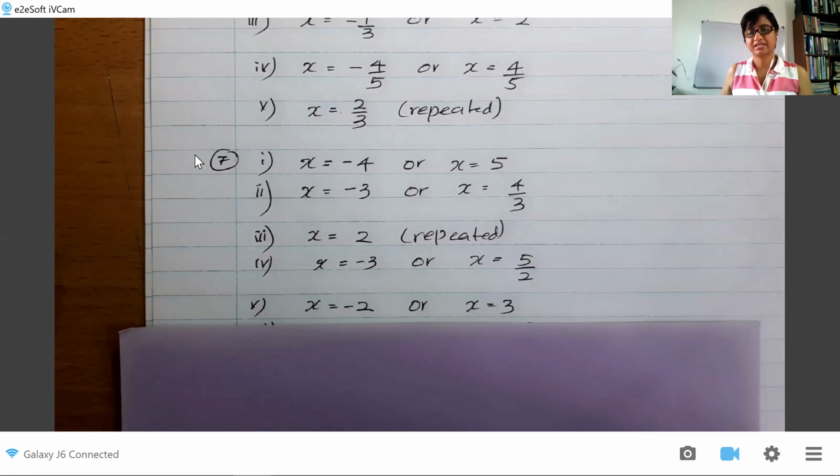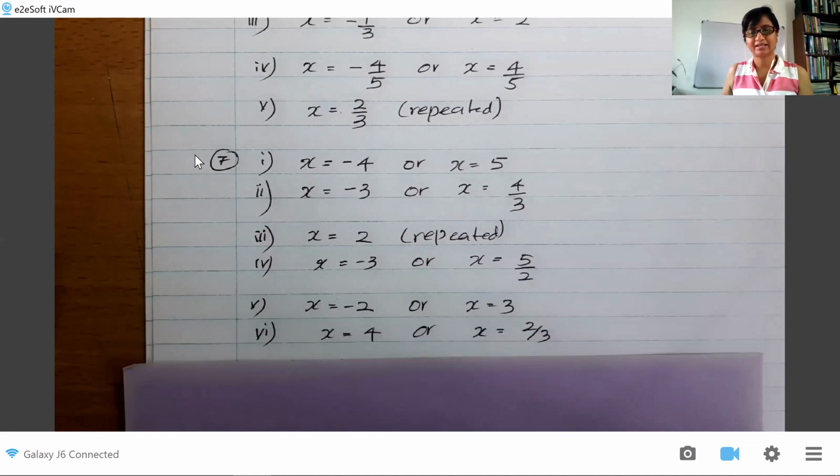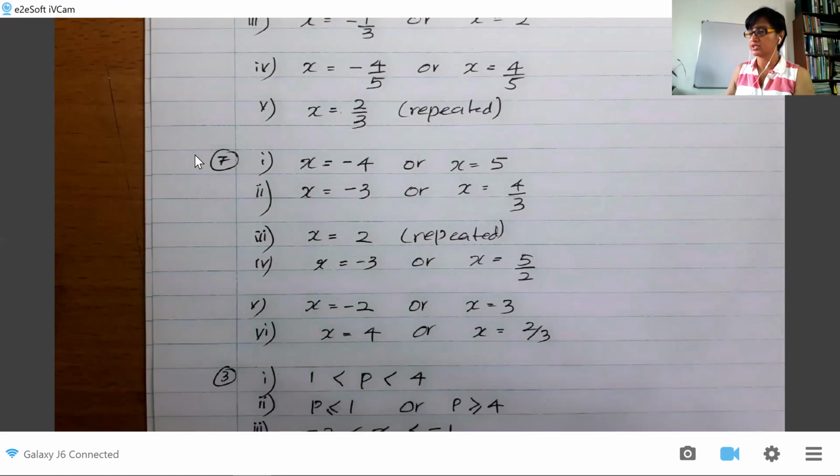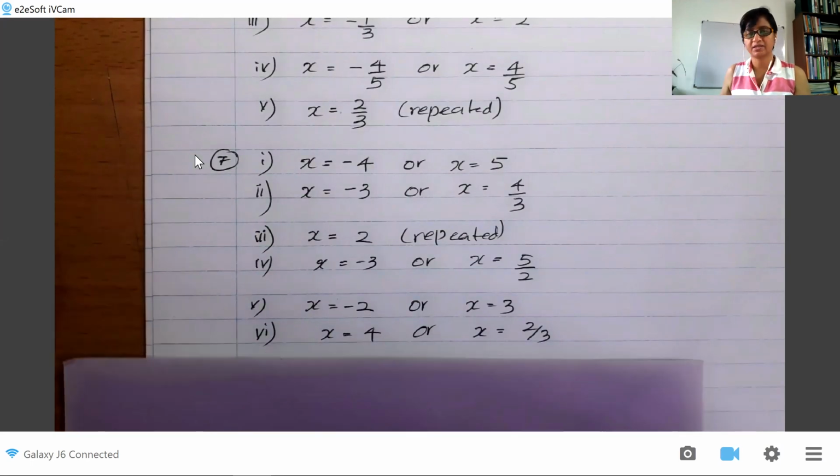Part 5, x equals minus 2 or x equals 3. And the last one, x equals 4 or x equals 2/3.